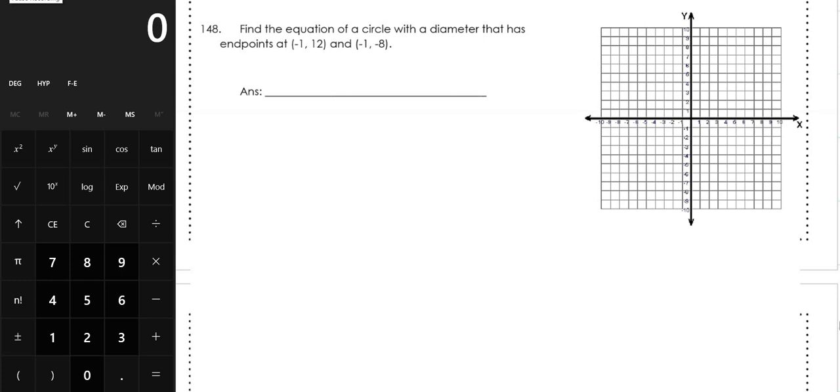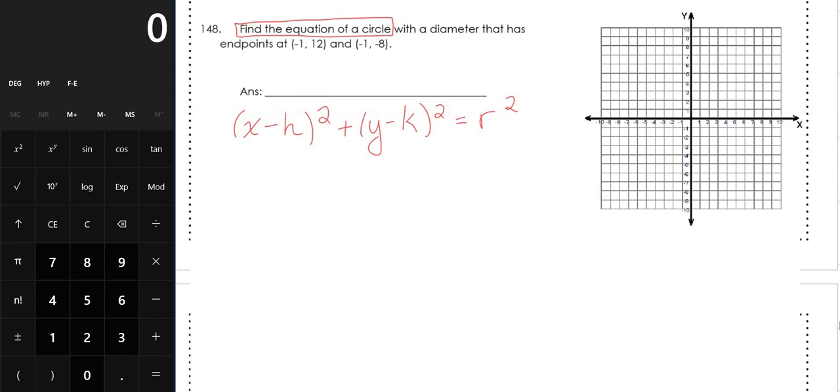148. Find the equation of a circle with a diameter that has endpoints at (-1, 12) and (-1, -8). Okay, the ask of the question: find the equation of a circle. Let's focus in on how you need to present the final answer. The equation of a circle looks like this: (x - h)² + (y - k)² = r².